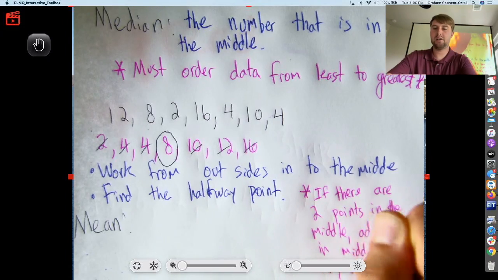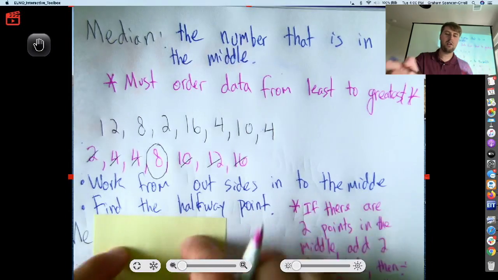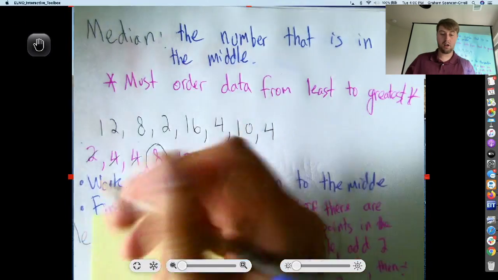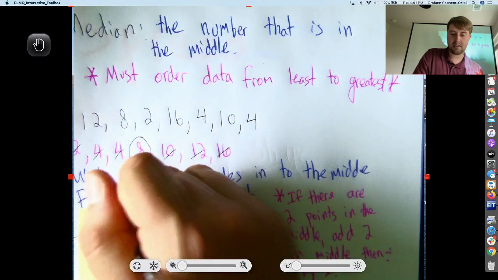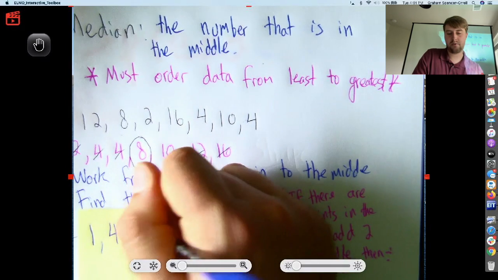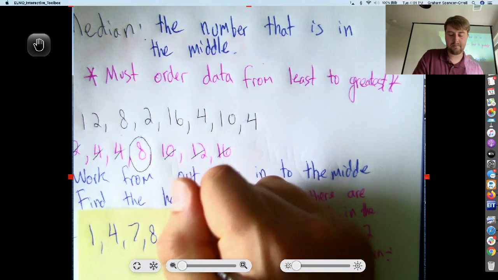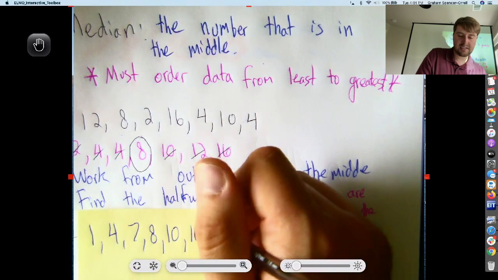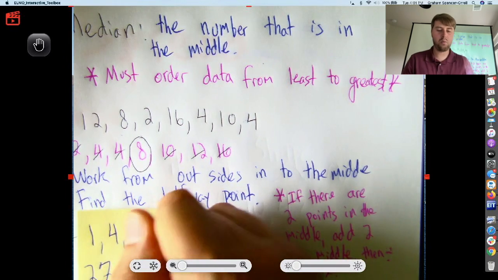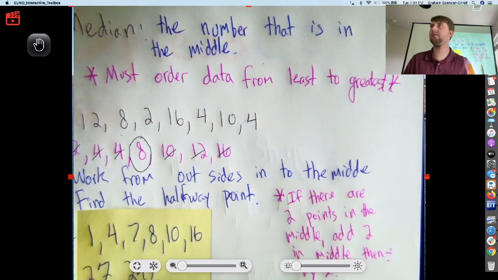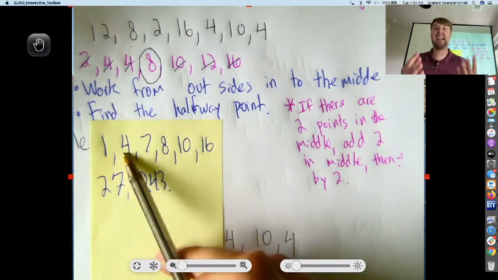All right, I just want to show us what that looks like. Let's take a piece of data here. I'm going to put them in order already, so we don't have to worry about that. 1, 4, 7, 8, 10, 16, 27, 243. All right, so there are 1, 2, 3, 4, 5, 6, 7, 8. There are 8 in the set.